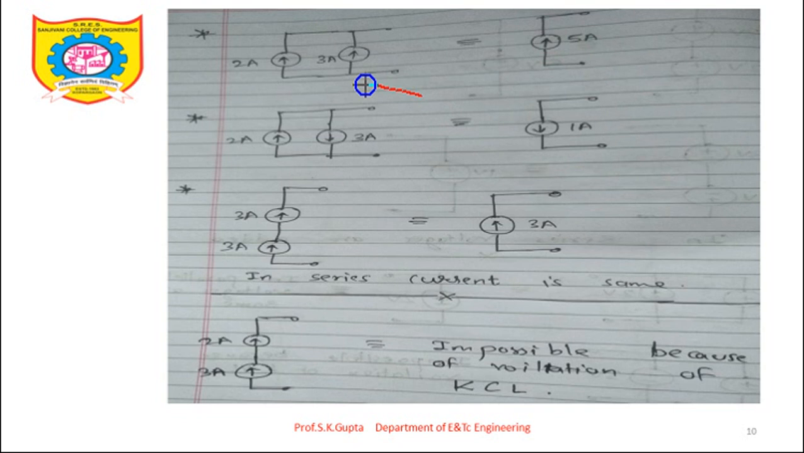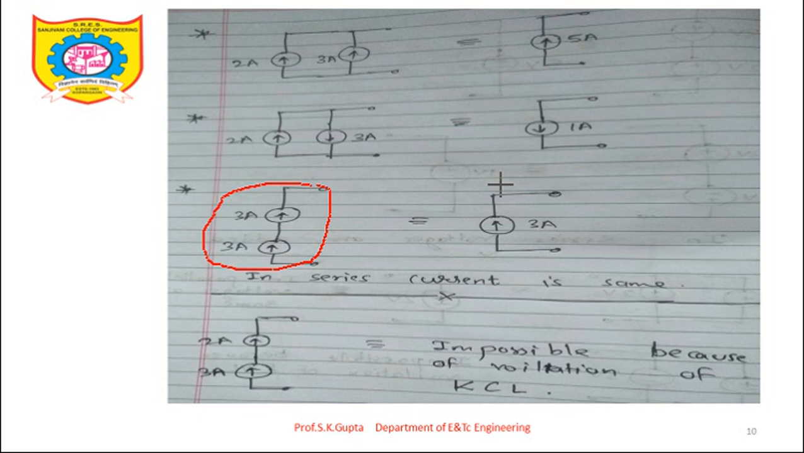Now second case, 2 ampere is connected in parallel with 3 ampere, but they have different polarity and 3 is greater than 2. So in this case this will be subtracted. So 3 minus 2 is 1, and the overall arrow direction will be downward. Now in the third case, if I connect two same sources in series, say 3 ampere sources connected in series, the resultant will be only 3 ampere, the current will not be added.